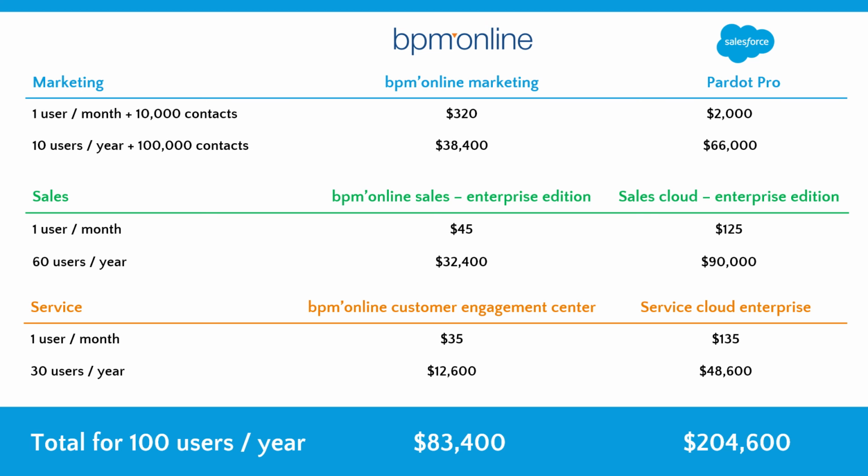Great. All right, we've just got a couple more questions here. Reporting features, tell us about those. So they're included in that for Sales Cloud, that $125 per user per month price. You get a full reporting suite. Bpm'online, how does the reporting suite compare, and is it included in that per user price of $45?